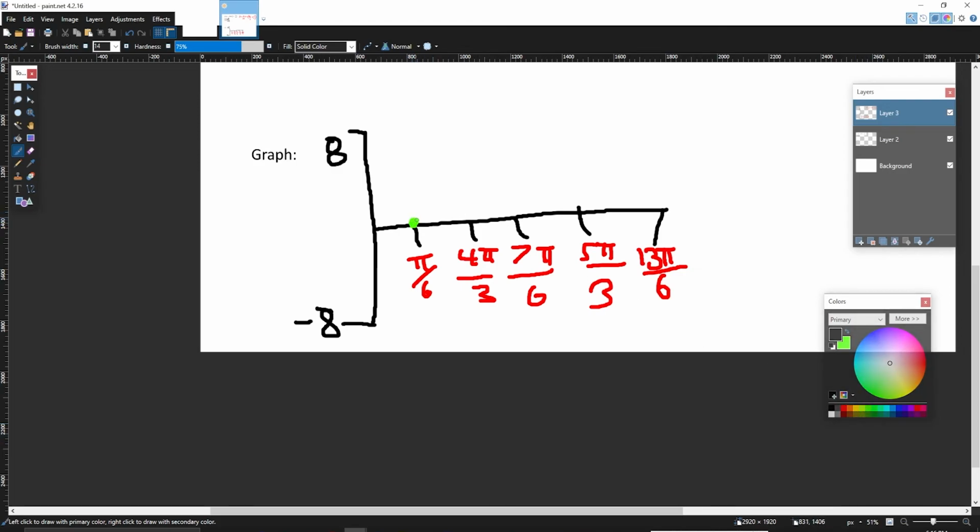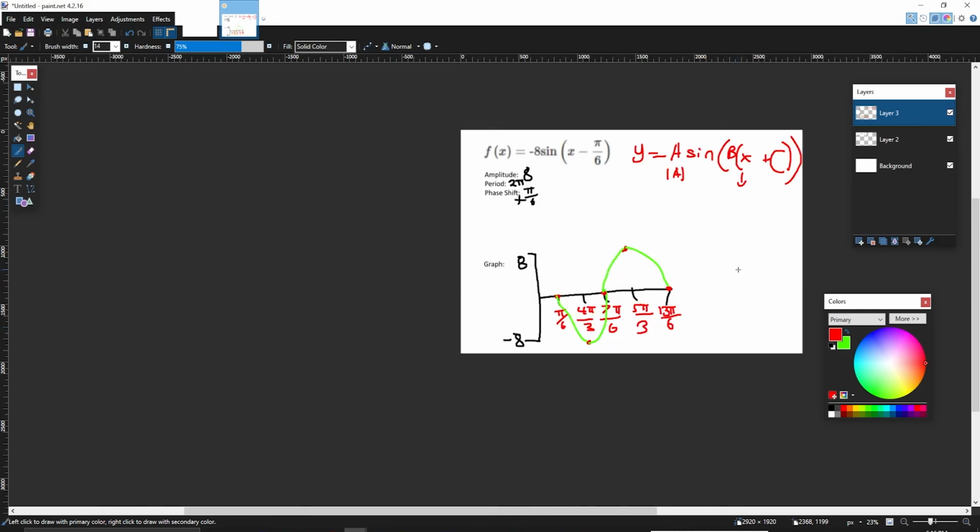First point here. Go down. Second point there. Go back up. Third point there. Go back up. Fourth point. And then come right back down. And boom. So yeah, that is how you graph this thing.